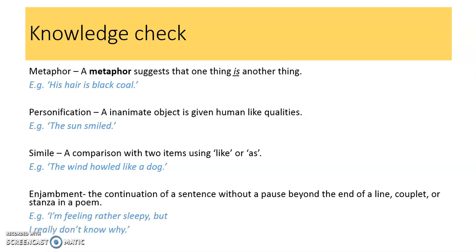And the final one, this might have been a bit trickier, is enjambment. This is the continuation of a sentence without a pause beyond the end of a line or couplet or stanza, specifically used in poetry. So as an example, I'm feeling rather sleepy, but I really don't know why. So you can see that the sentence there carries on onto the second line. Give yourself a mark for each. Did you get 4 out of 4?